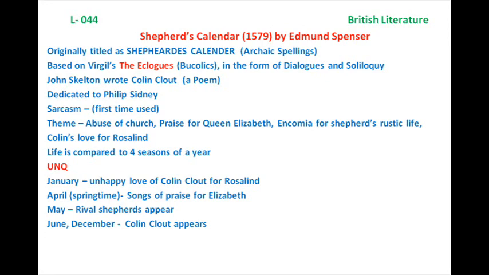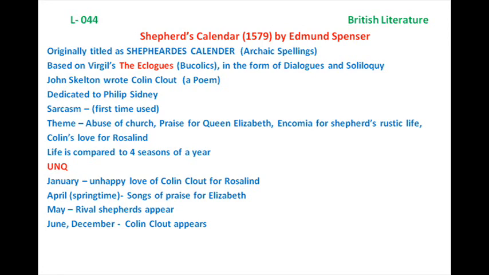exam. So the first is the month of January, that tells us about the unhappy love of Colin Clout for Rosalind. And in the month of spring, which is April, there are the songs of praise for Queen Elizabeth. In the month of May we have rival shepherds. So you can now correlate with the rival shepherds in a sense.